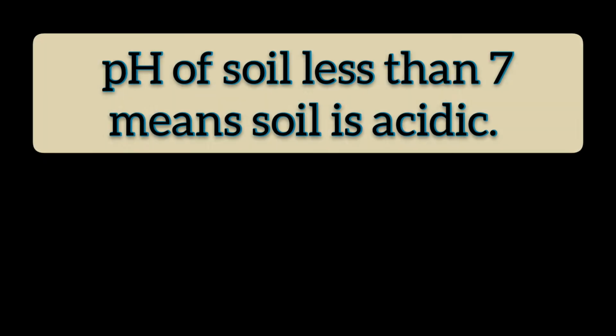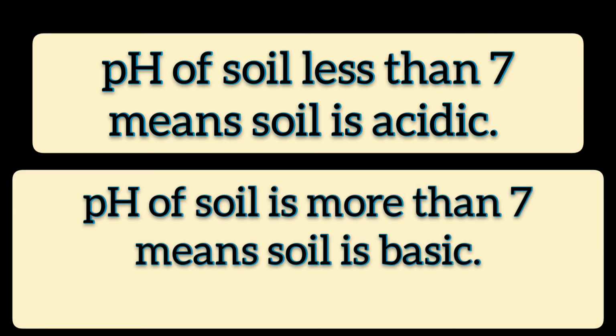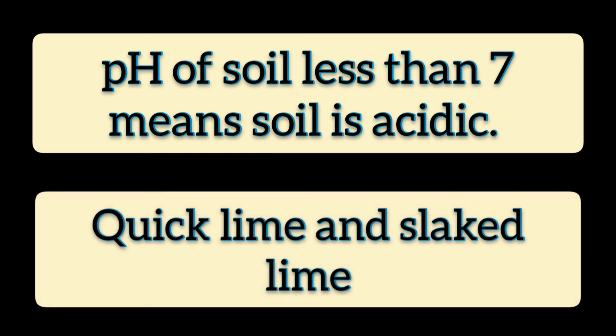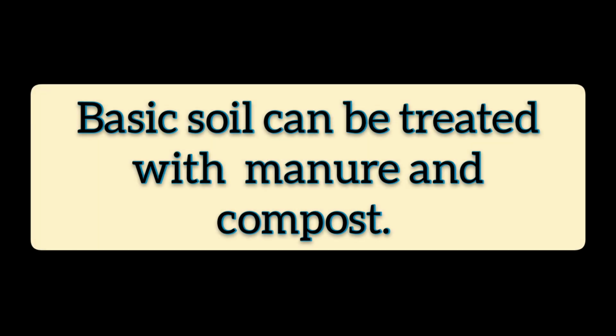If pH is less than 7, it means soil is acidic. And if the pH of soil is more than 7, it means soil is basic. Acidic soil can be treated with quicklime, that is calcium oxide, or slaked lime, that is calcium hydroxide, which are bases. And basic soil can be treated with manure or compost, which is acidic in nature.